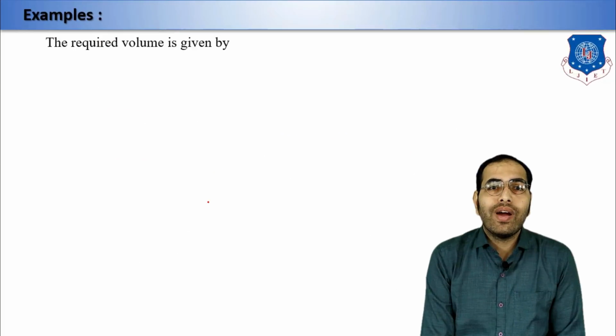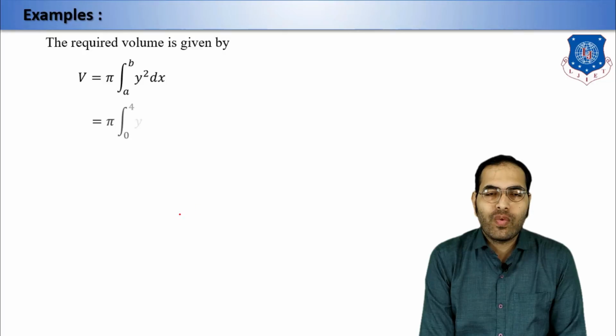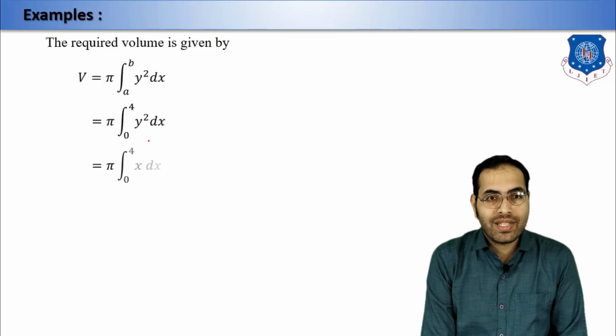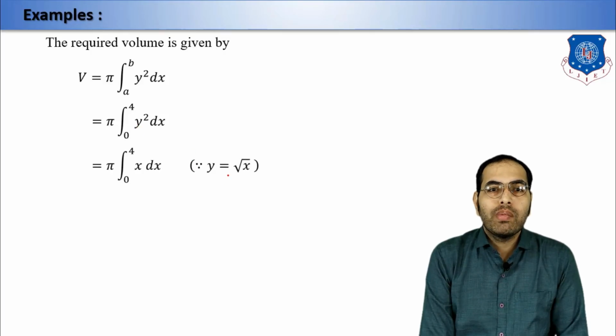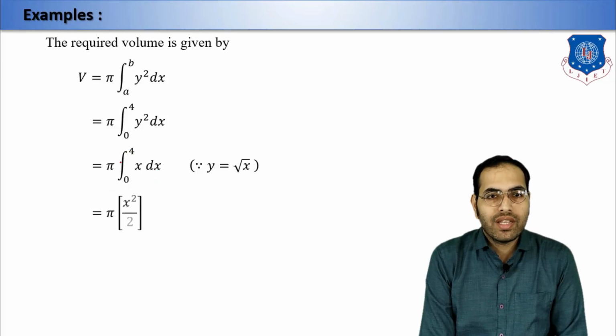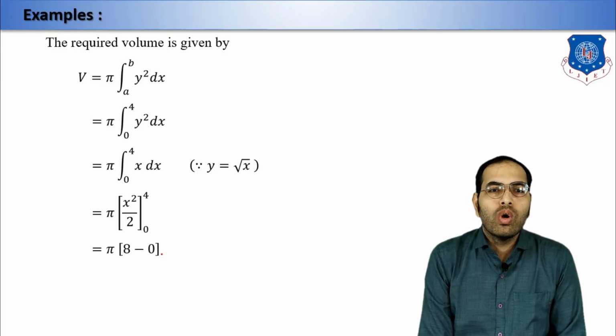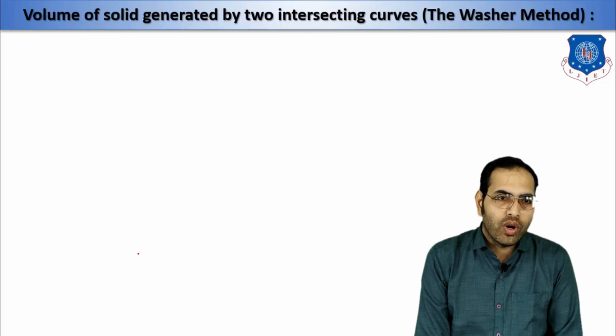Now the required volume is given by capital V equal to pi integral a to b y square dx, that is pi integral where x varies from 0 to 4 of y square dx. Substituting y in terms of x, from the parabola y equal to root x, we get pi integral 0 to 4 x dx. The integral of that gives x square by 2, where x varies from 0 to 4, into pi. Substituting the limits, we get pi into 8 minus 0, that is 8 pi, which is exactly the volume we had to find.